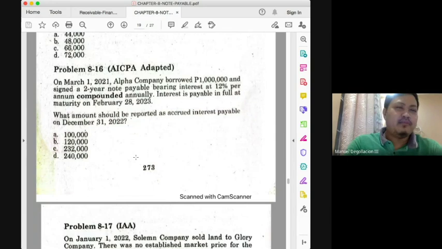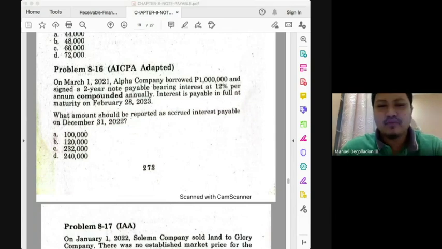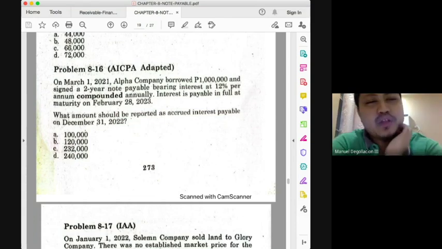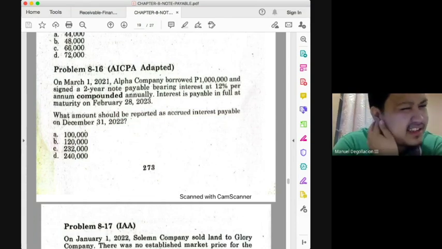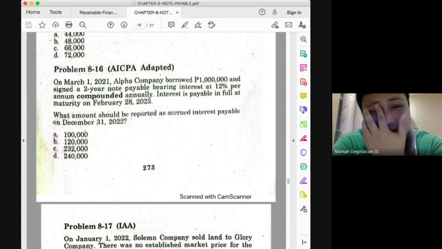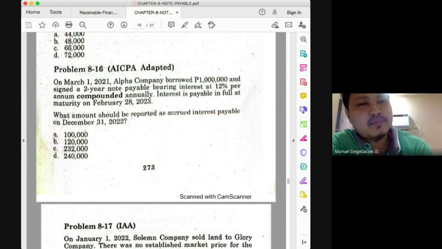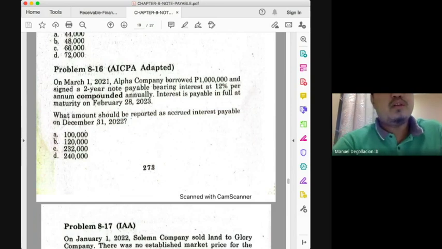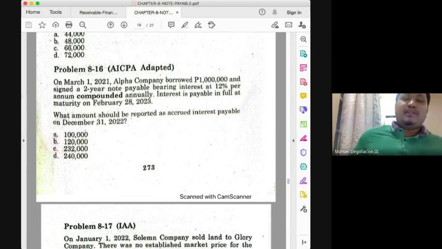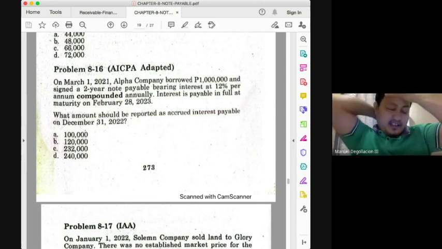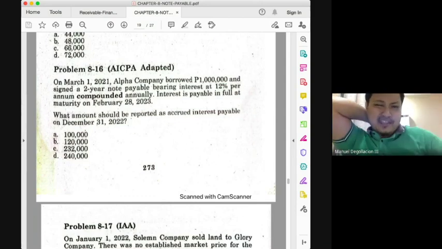Proceeding to the next problem, problem 8-16. On March 1, 2021, Alpha Company borrowed 1 million and signed a 2-year note payable bearing interest at 12% per annum, compounded annually. Interest is payable in full at maturity on February 28, 2023. What amount should be reported as accrued interest payable? So basically, we will just have to compute the amount of interest that is earned. And again, remember that interest is earned through passage of time.